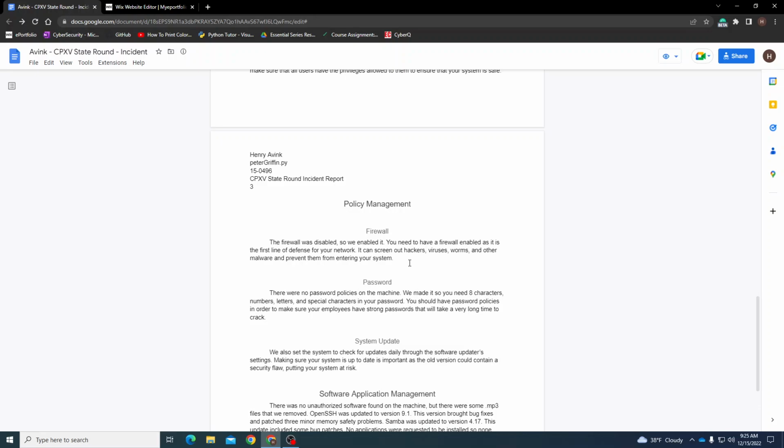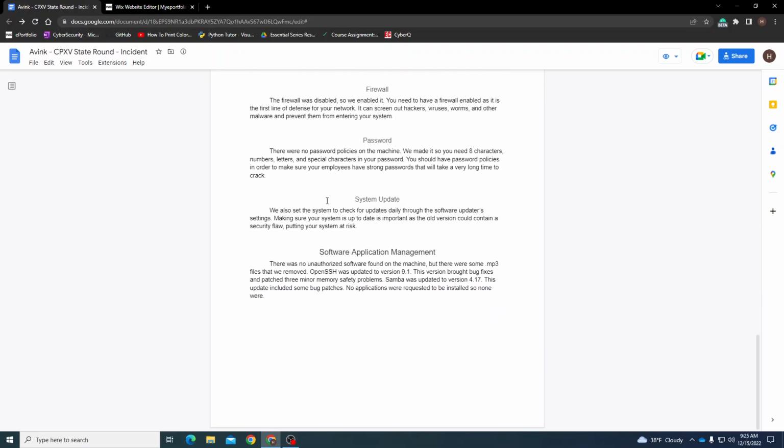Moving on to passwords, there were no password policies on the machine. We made it so you need 8 characters, you need numbers, letters, and at least 1 special character in your password. You should have password policies to make sure that your employees have strong passwords that would take a very long time to crack. System update.